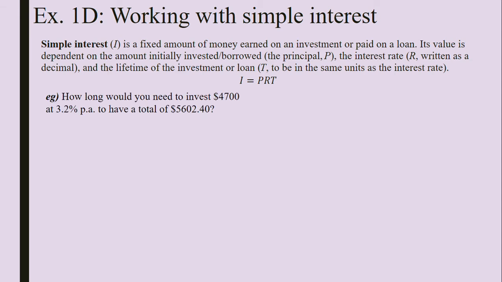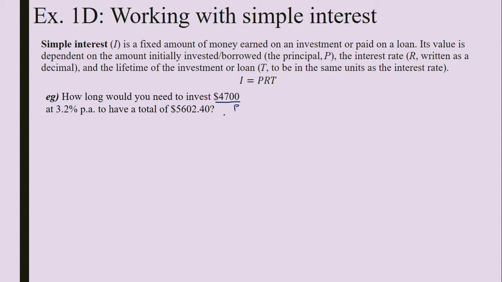The first one is, how long would you need to invest $4,700 at 3.2% per annum to have a total of $5,602.40, which is awfully specific, but that's fine. So as we did in our previous exercise, what we'll do is we'll underline or highlight each of the numbers and match them up to the letters or the values in the simple interest formula, and then we'll work backwards and solve.